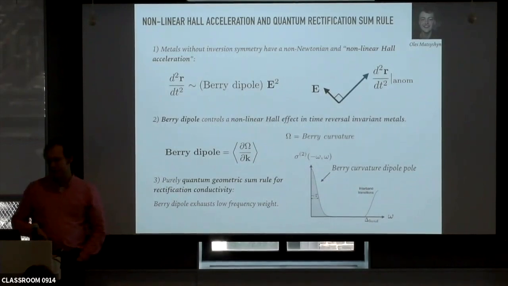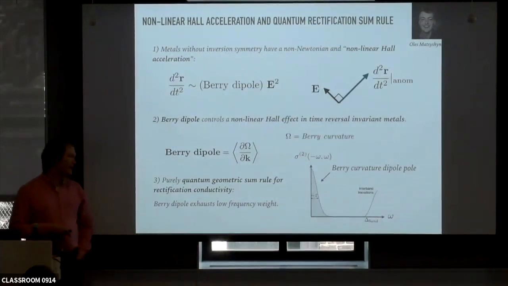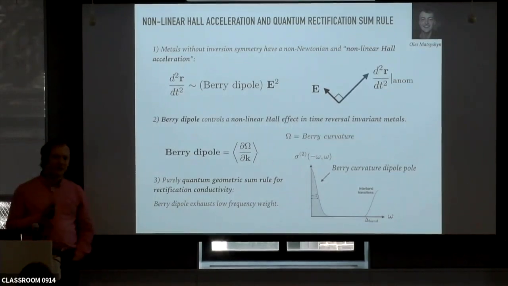time reversal invariant materials. And then I'll present to you a remarkable sum rule that we found for the rectification conductivity of time reversal invariant materials. So basically, if you take the rectification conductivity of time reversal invariant materials and you integrate it over frequency, you will get a quantity that depends only on the Berry connection of the bands. It's completely independent of band energies. This is why we call it quantum geometric sum rule. So this net rectification spectral weight, if you wish, is a purely quantum geometric quantity for time reversal invariant materials.